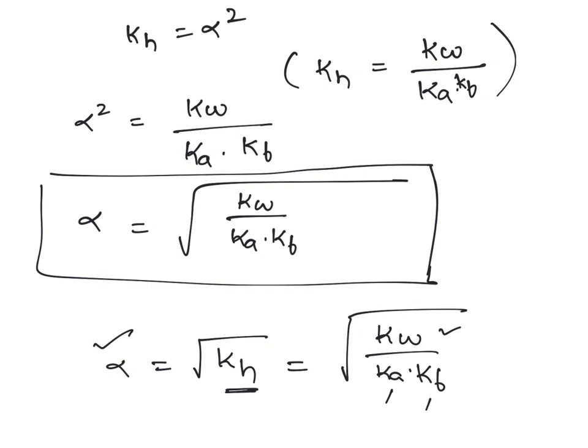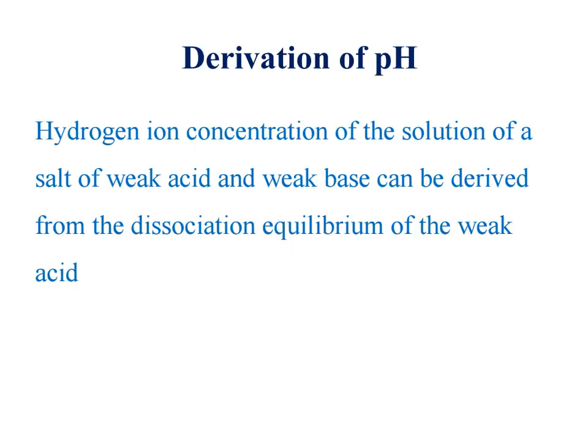Let's move on to pH derivation. If you are taking a salt of a weak acid and weak base, then what is the resulting pH? For that, we have to take a weak acid and we have to derive the expression of pH for a salt of weak acid and weak base. Hydrogen ion concentration of a salt of weak acid weak base can be derived from the acid dissociation constant.